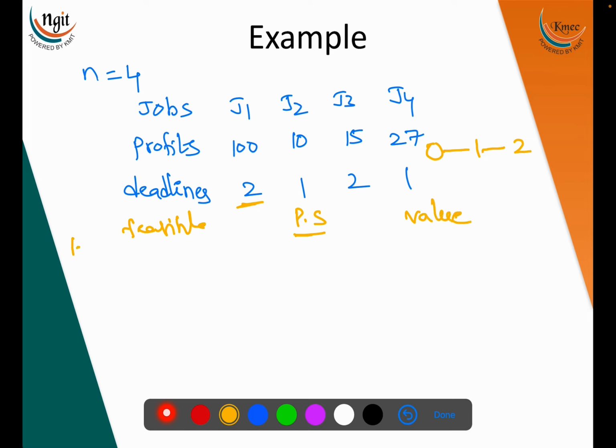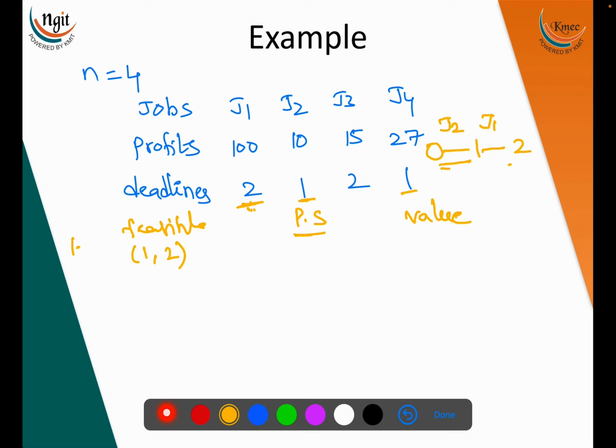Now let's see. The first feasible solution is 1, 2. So this 1, 2 means the first job and the second job. Here I have 2 slots, and there are 2 jobs waiting for their turn to get completed. I am picking J2 first as it can wait for only 1 hour, so the first slot is given to J2. After that I take J1 to be completed because it can wait for 2 units of time.